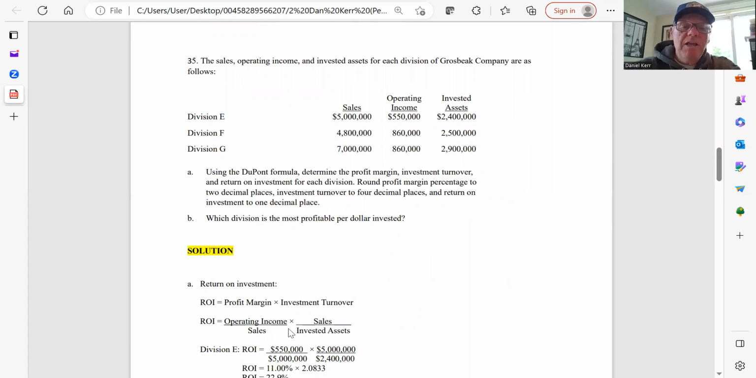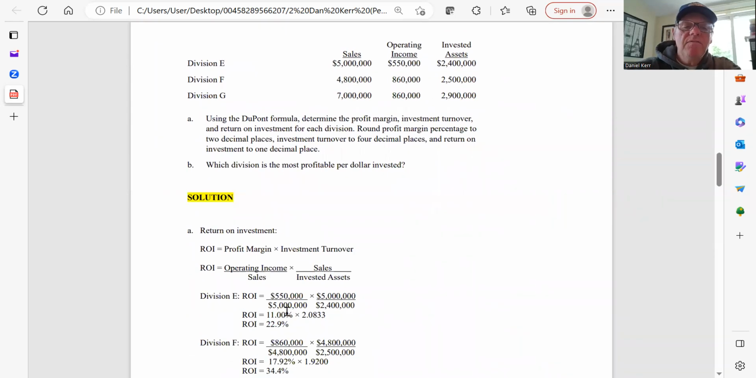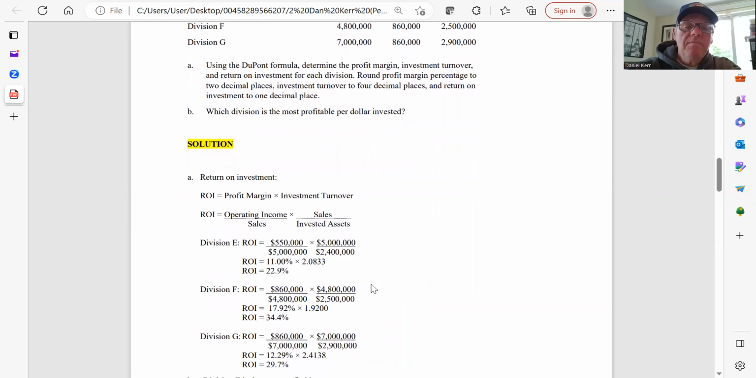So profit margin is operating income divided by sales, and investment turnover is sales divided by invested assets. You multiply those together, and what you find for Division E is a profit margin of 11% and an investment turnover of roughly 2.08, so they got an ROI of 22.9. Division F has a profit margin of 860 divided by 4,800,000, or 17.92, and an investment turnover ratio of 1.92. So their ROI is 34.4.